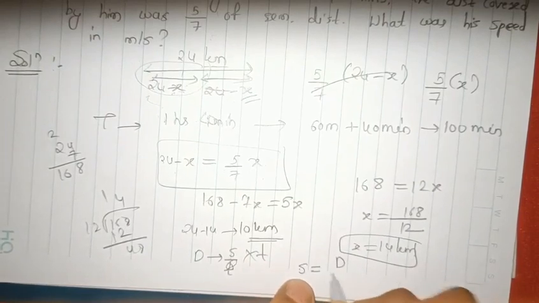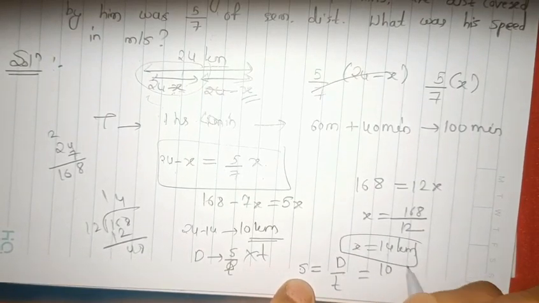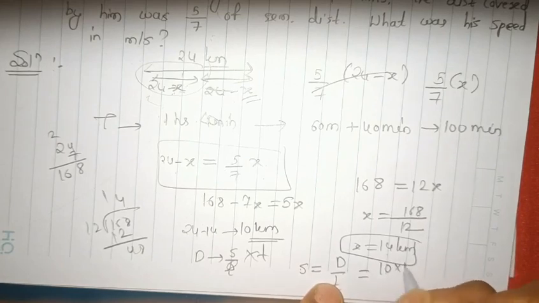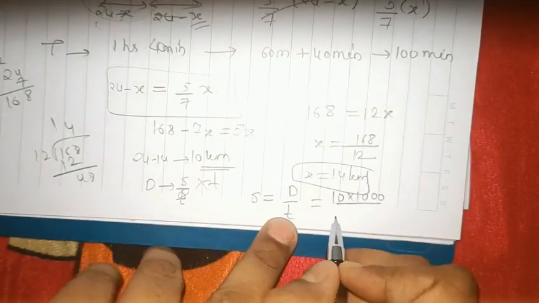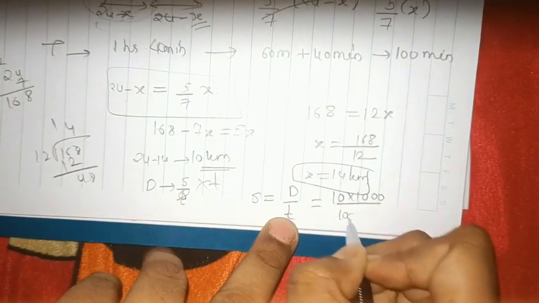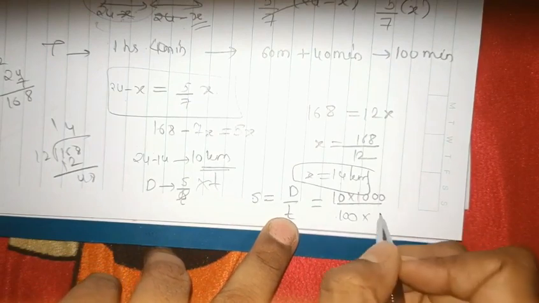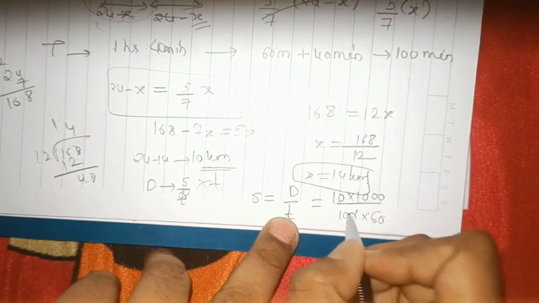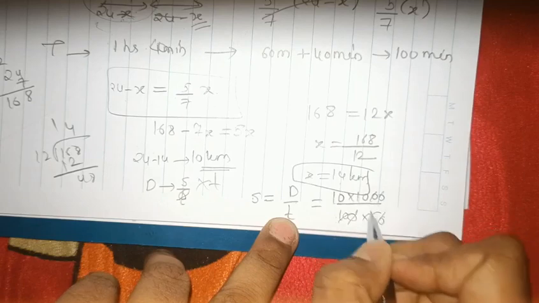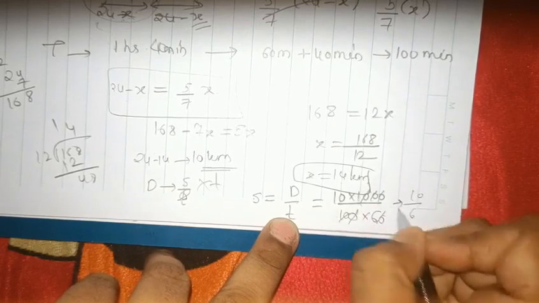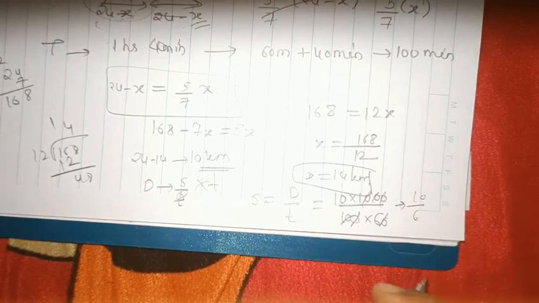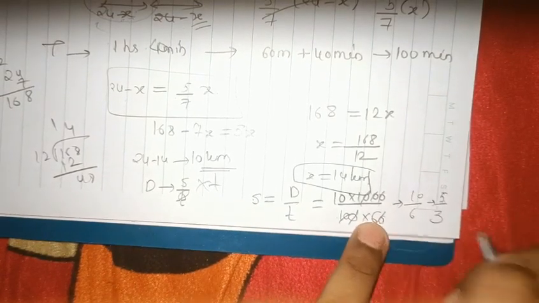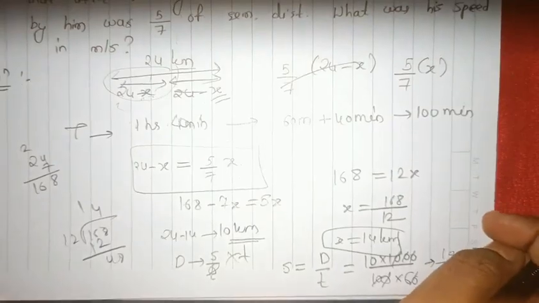second. So speed is equal to distance upon time. 10 kilometers, convert it in meters: 10 into 1000, right? Converting kilometers to meters, we multiply with 1000. And time is in minutes, right? To convert into seconds, we multiply it with 60. So just cut all the zeros. You will get 10 upon 6, which means 5 by 3. So your speed is 5 by 3 meters per second.